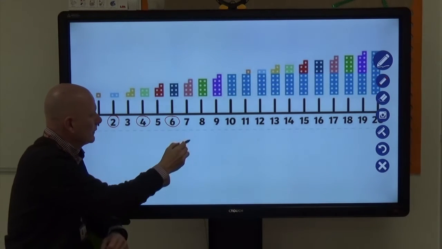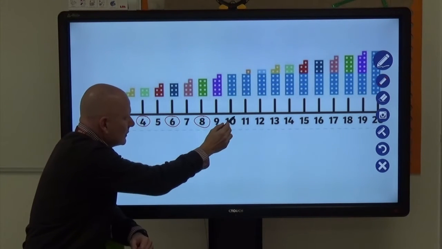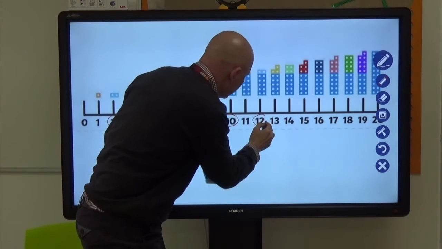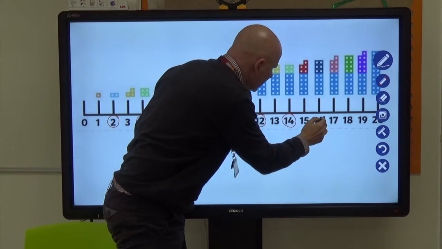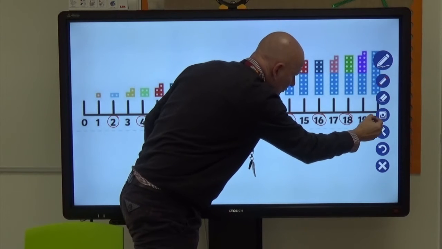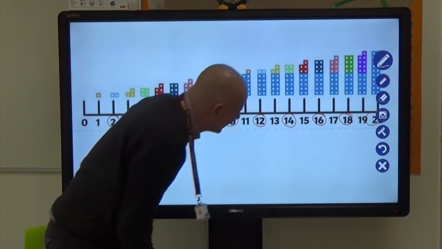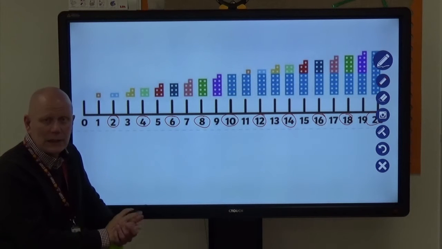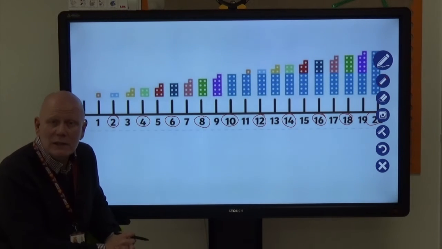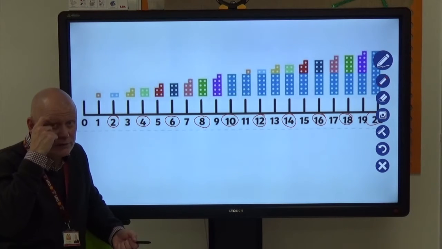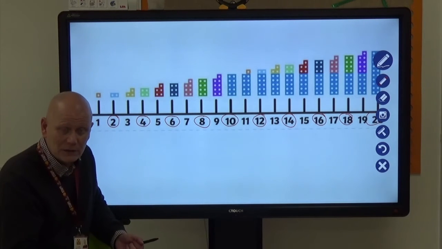6. Yeah. 8. 10. You see the pattern, can't you? We're skipping one each time. 12, 14, 16, 18 and 20. Can't quite fit that in. 20 on there, okay? So there were the even numbers on my number line here. And of course they keep on going, don't they? 22, 24, 26, 28 and so on and so on. So they were the even numbers.